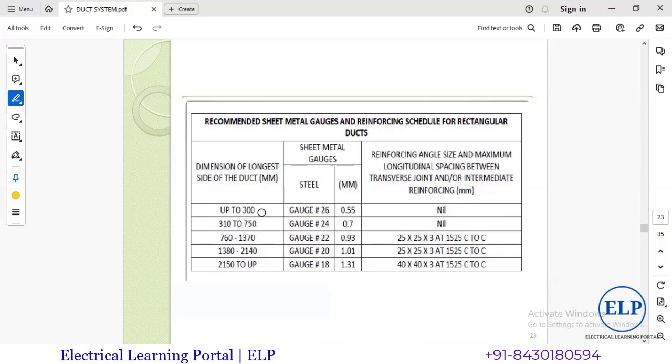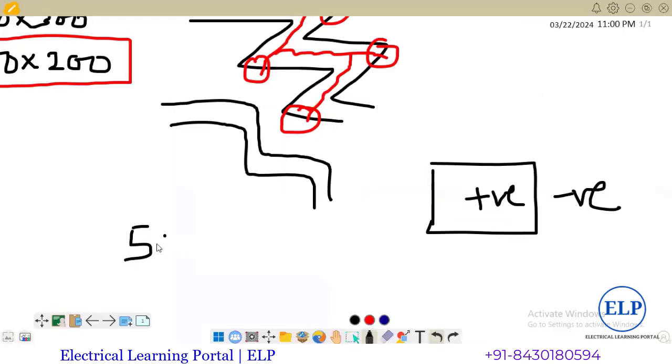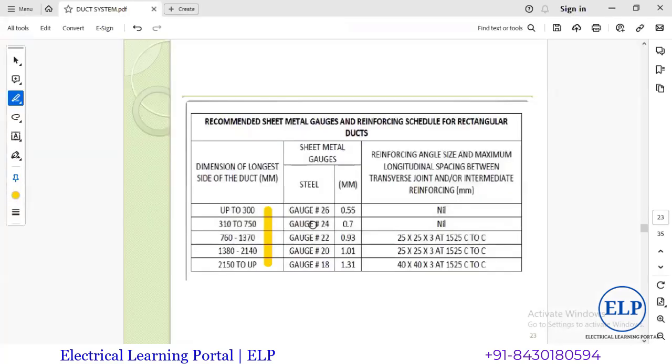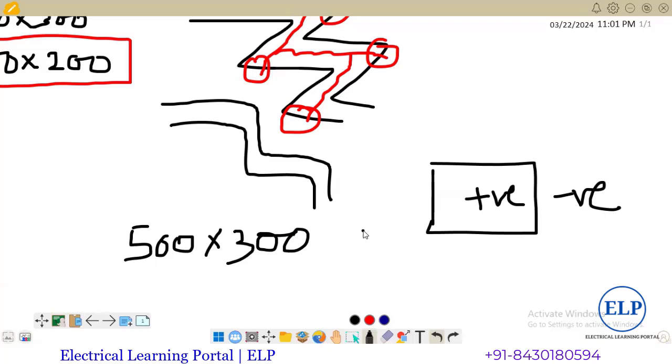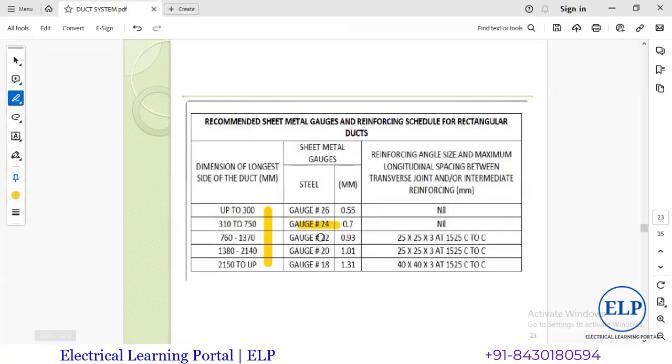Here SMACNA has given the standard dimension of the duct. We have to follow this ducting. Suppose my size of the duct is 500 by 300. Which gauge am I going to select? That is already given here. My longest side is 500, so I will select 24 gauge. This is the simple way I select the gauge. Anyhow, we will come to this topic when we do the duct designing.